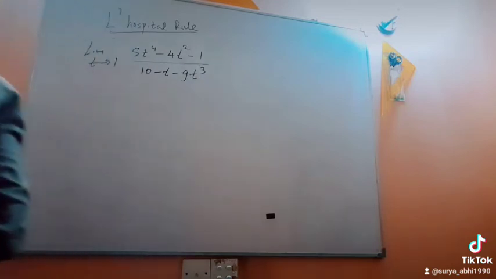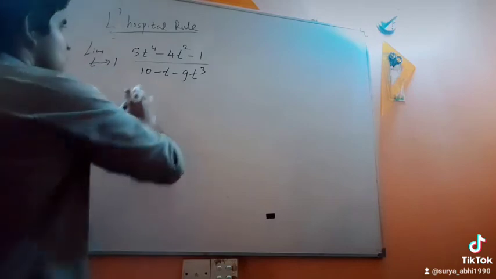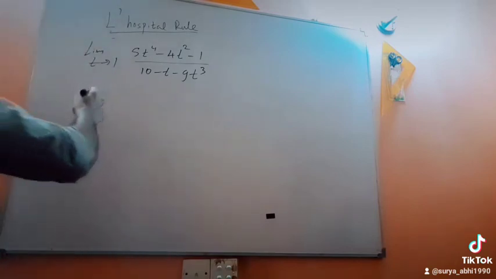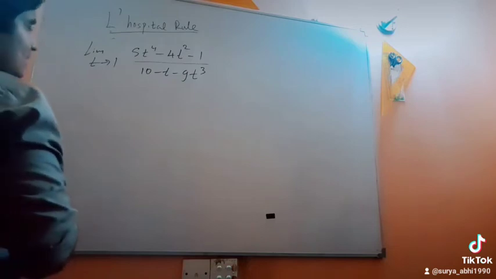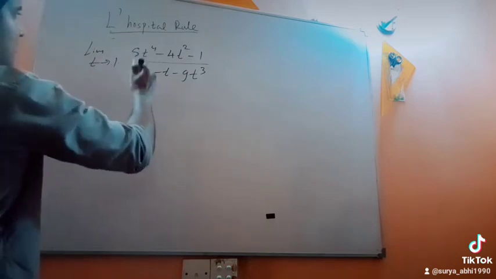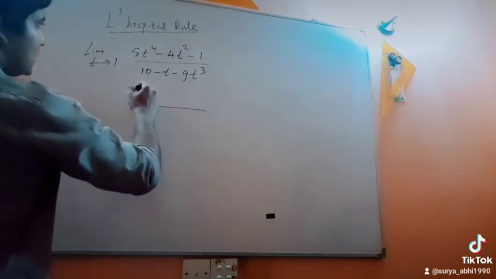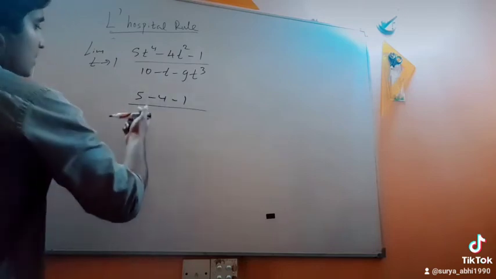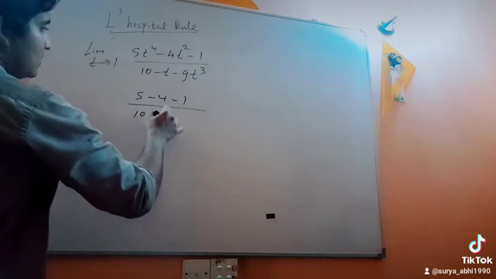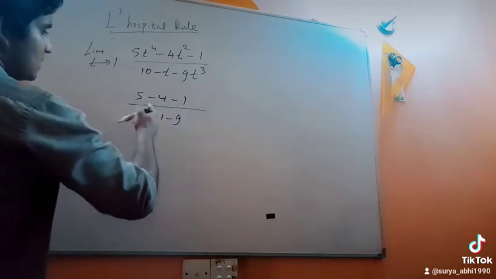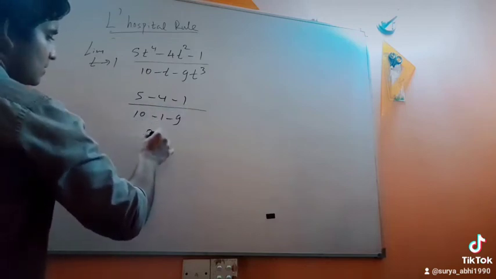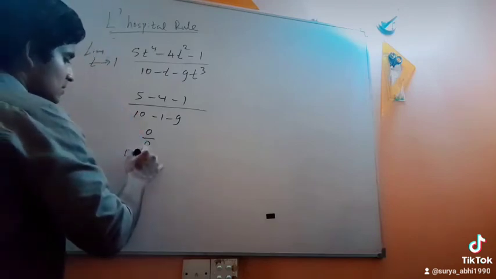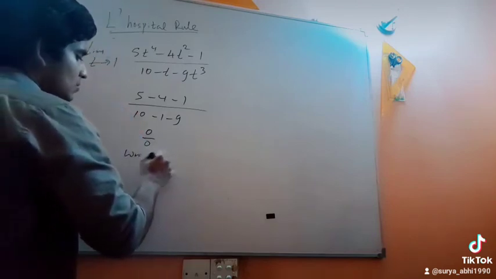Now let's consider this problem. If you directly apply t tends to 1, in the numerator you get 5 minus 4 minus 1, and in the denominator you get 10 minus 1 minus 9. So again you have 0 divided by 0. You cannot keep the answer like this, because this is the wrong answer.